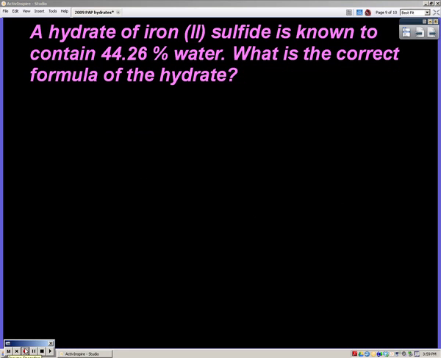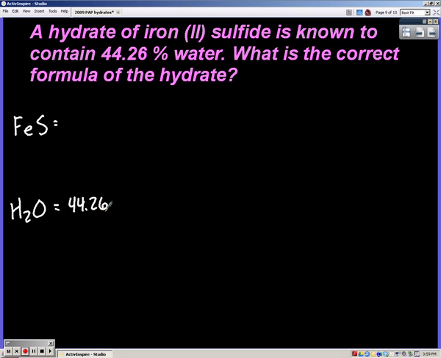Go ahead and pause the video and figure out your formula for this hydrate. So we have iron 2 sulfide, and we have water. Again, you have to know those two things before you can find the empirical. We know the percent of water, so that's how many grams we have. And assuming we have 100 grams of this substance, we can find our mass of iron 2 sulfide, which should be 55.74.